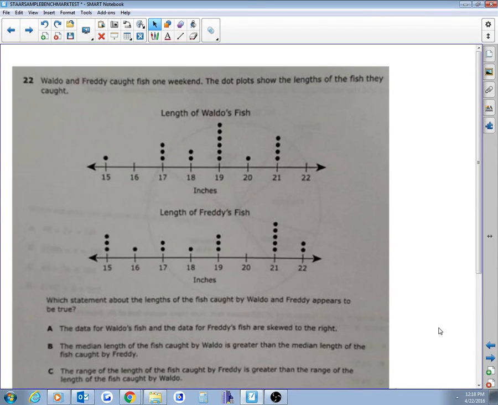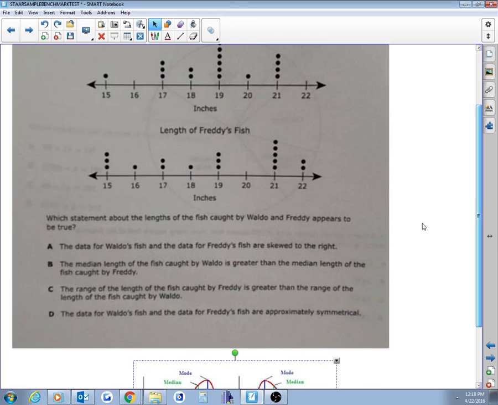Waldo and Freddie caught fish one weekend. The dot plots show the lengths of the fish they caught. So Waldo caught one 15-inch fish, three 17 inches, two 18 inches, six 19 inches, and so on. Freddie caught three 15, one 16, two 17, and so on. So which statement about the lengths of the fish caught by Waldo and Freddie appears to be true?